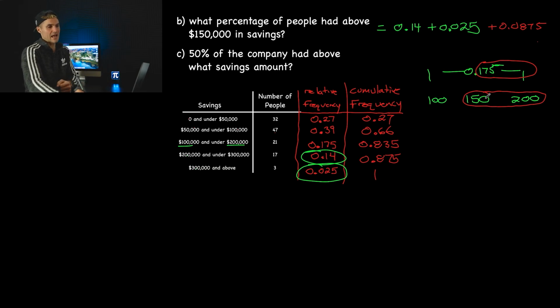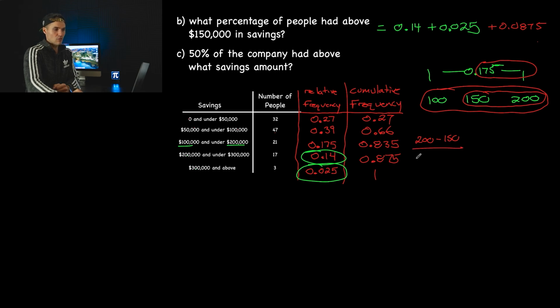Now, what if this wasn't exactly 150? Let's say it was another number like 160 or 170 where it's not exactly half. How would we be able to get this number here? Well, what we can do is figure out the difference between these two. Like, how much is this area right here? So we could say 200 minus 150, divided by the width of the entire interval right here, and that's going to give us the percentage that we are looking for. And basically that same percentage is what of 0.175.